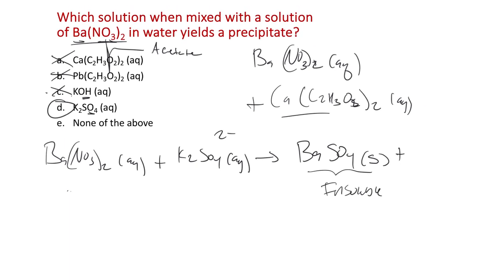And then our byproduct is going to be KNO3. Water soluble. If we want to balance, we're going to need 2 KNO3s. That gives us 2 potassiums on both sides, 2 nitrates on both sides, and that puts us into balance. So that's all we needed to do to balance the reaction. So this would be our full molecular reaction.